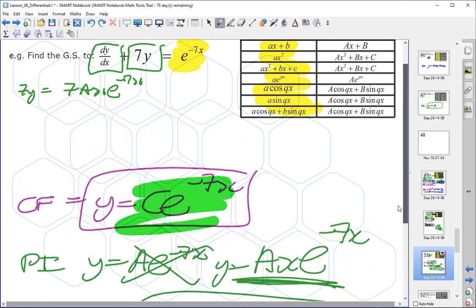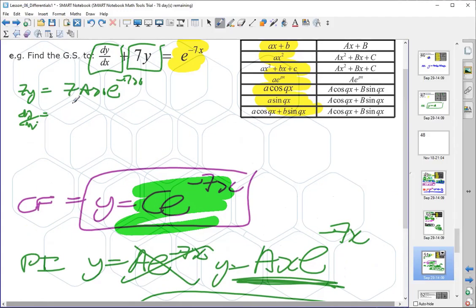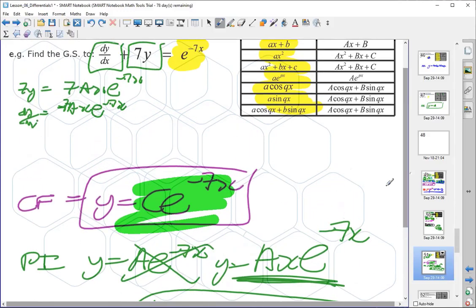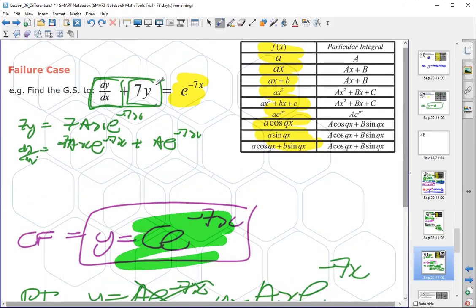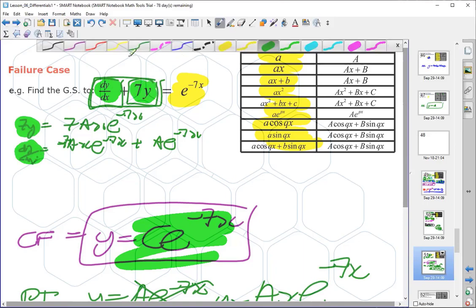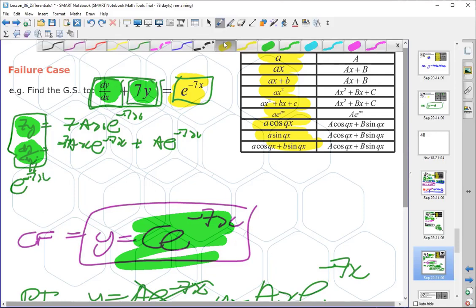Okay, so dy by dx is minus 7ax e to the minus 7x, minus 7ax e to the minus 7x, plus a e to the minus 7x, plus a e to the minus 7x. And then I'm going to add these together, like this one and this one, and this one and this one, and make it equal to e to the minus 7x. And what do I get if I add those together?